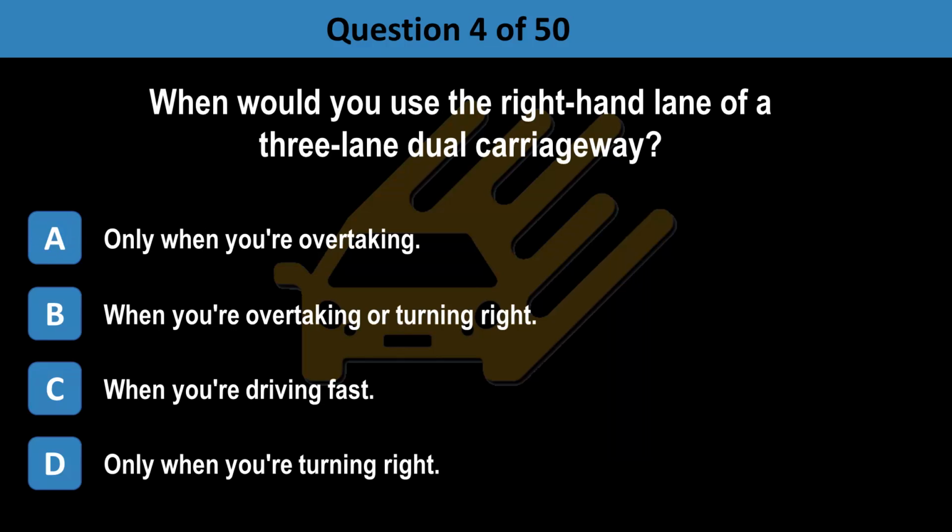When would you use the right-hand lane of a 3-lane dual carriageway? A. Only when you're overtaking. B. When you're overtaking or turning right. C. When you're driving fast. D. Only when you're turning right.